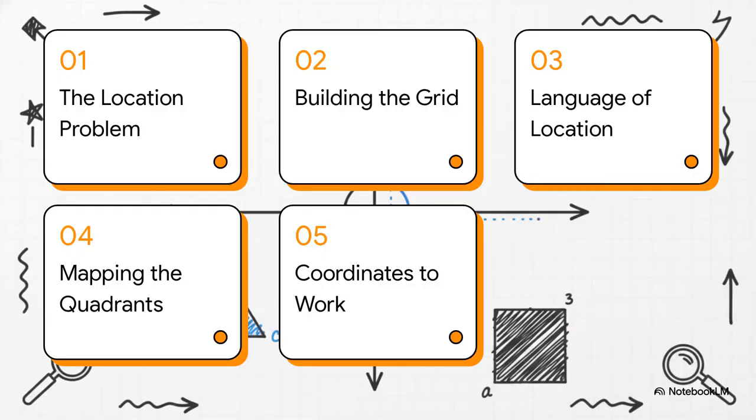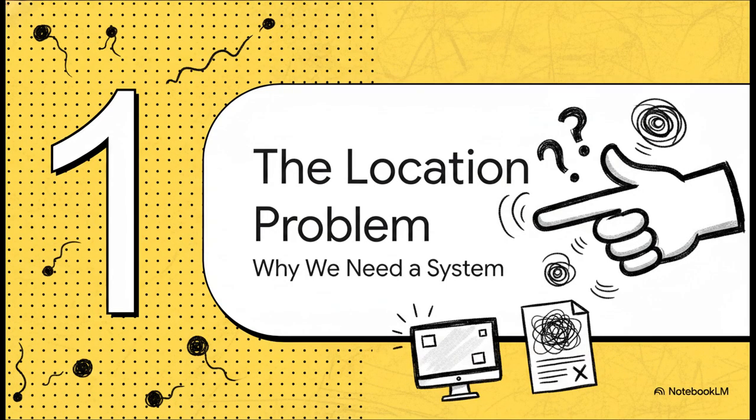All right, so here's our game plan for today. We'll start by figuring out why we even need a system like this. Then, we'll build the grid ourselves from the ground up, learn to speak the language of location, explore its different neighborhoods, and finally, see how it all clicks together in practice. Okay, let's start with the most basic problem. How do you describe the exact location of a single dot on a flat surface, like, say, a computer screen or a piece of paper? It's actually a lot trickier than you might think.